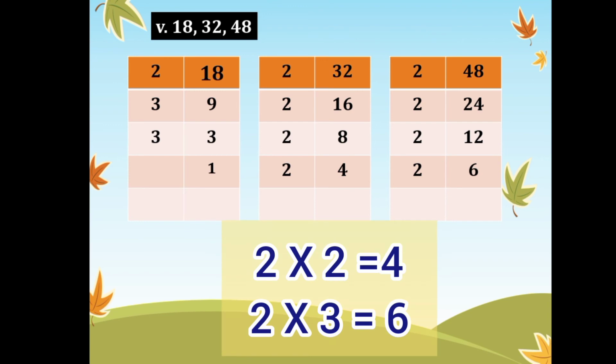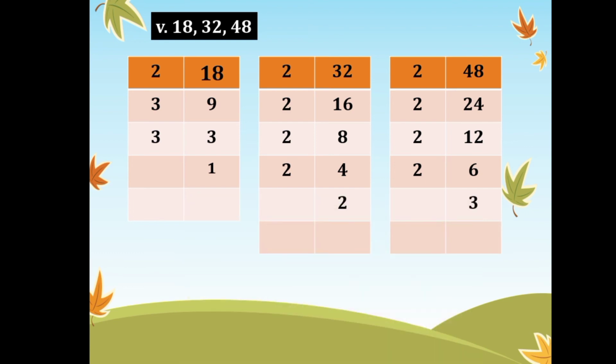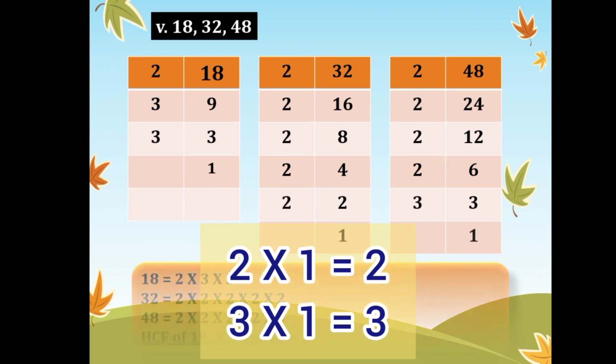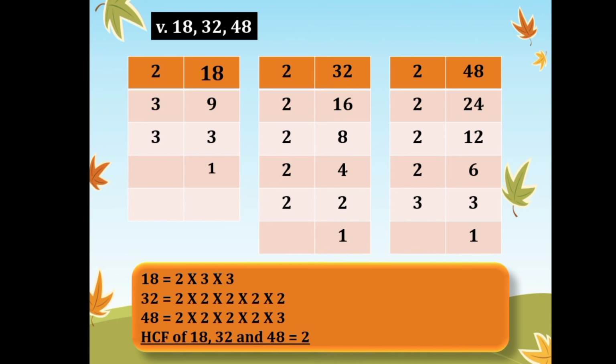Now the first column is done. The other two columns we need to solve till the end of 1. So 2 2s are 4 and 2 3s are 6. Later on 2 1s are 2 and 3 1s are 3. So with this we have completed this sum as well.